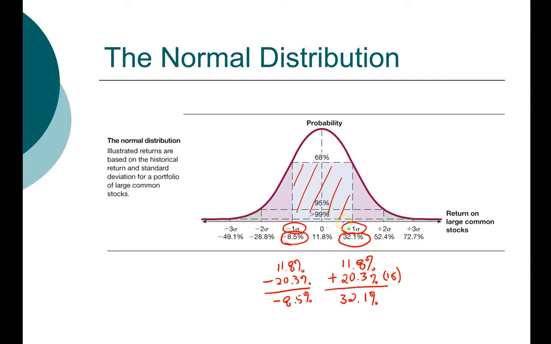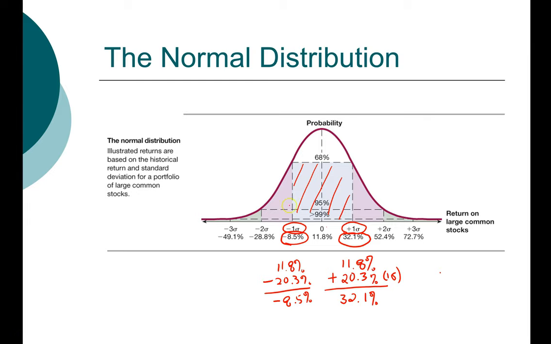So we already know that it's highly unlikely we'll get exactly 11.8%. But now we can ask richer questions. What are the chances of us losing 10%, for example? Or what are the chances of making more, doubling our money, meaning making 100%? We can use this to help us answer those questions. So we know that 68% of the time, our return will be somewhere between losing 8.5% and gaining 32.1%.